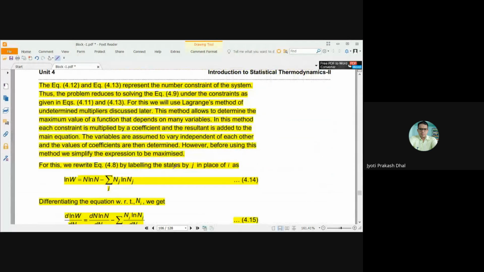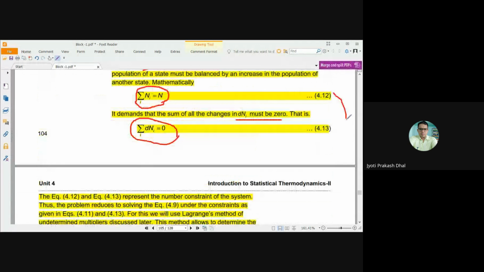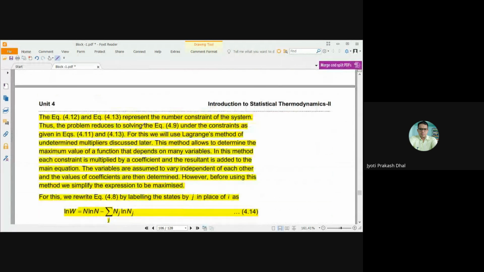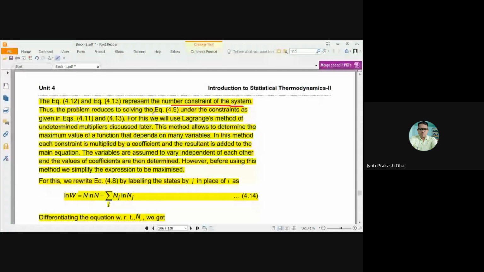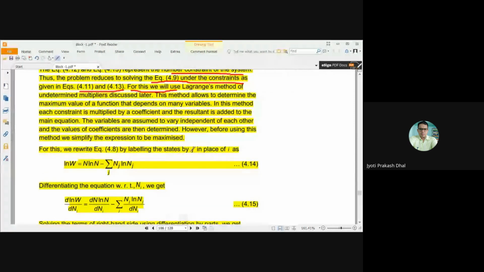So now equations 12 and 13, these are the two equations. Equations 12 and 13 represent the constraints of the system. Thus the problem is reduced to solving equation 4.9 under the constraints given in equations 4.11 and 4.13. For this we use the Lagrange method of undetermined multipliers. Here, we will not discuss the derivation of the Lagrange method. We will only apply this method to solve the problem.